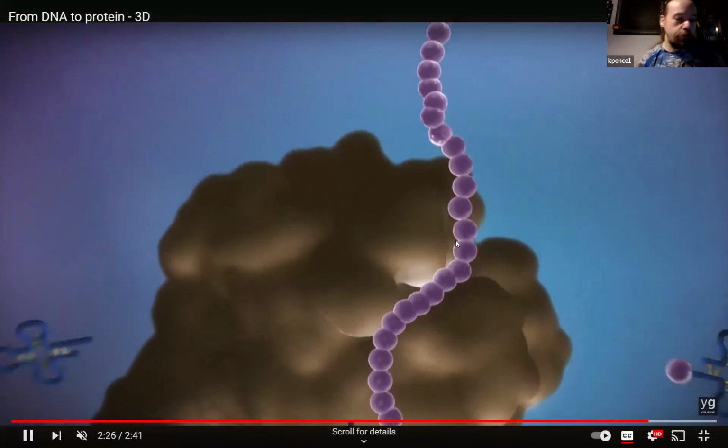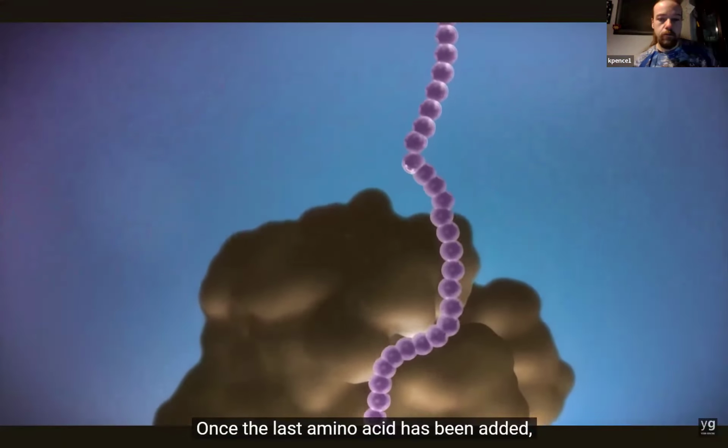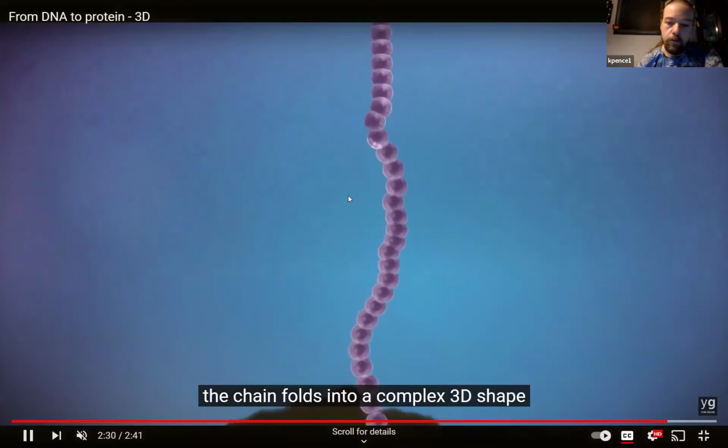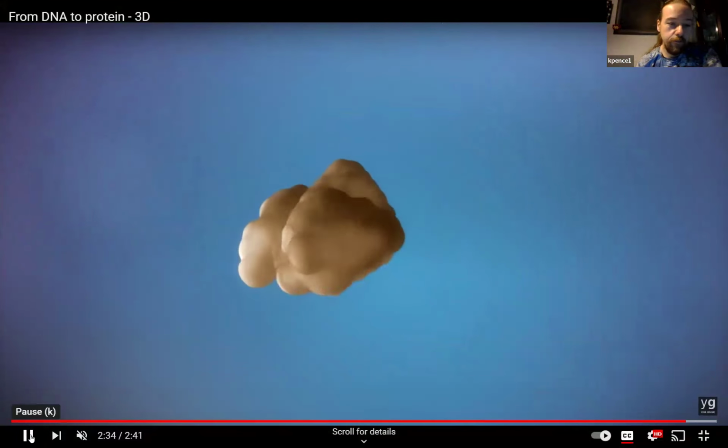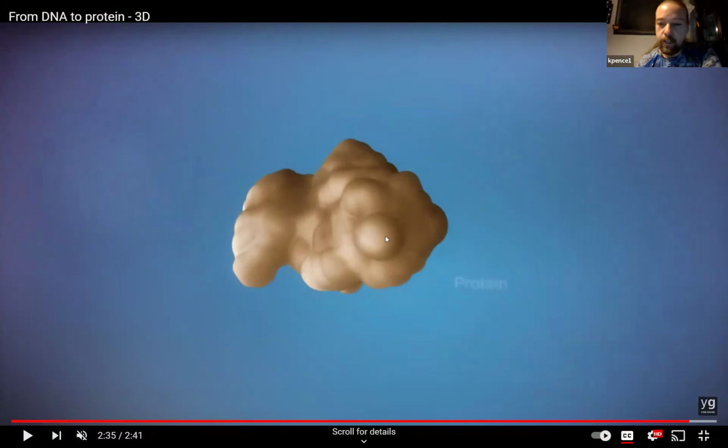Then when it gets to the protein, we'll pause it. So you see how it folds over on itself and then it makes this specific shape. So this specific shape means it works correctly.